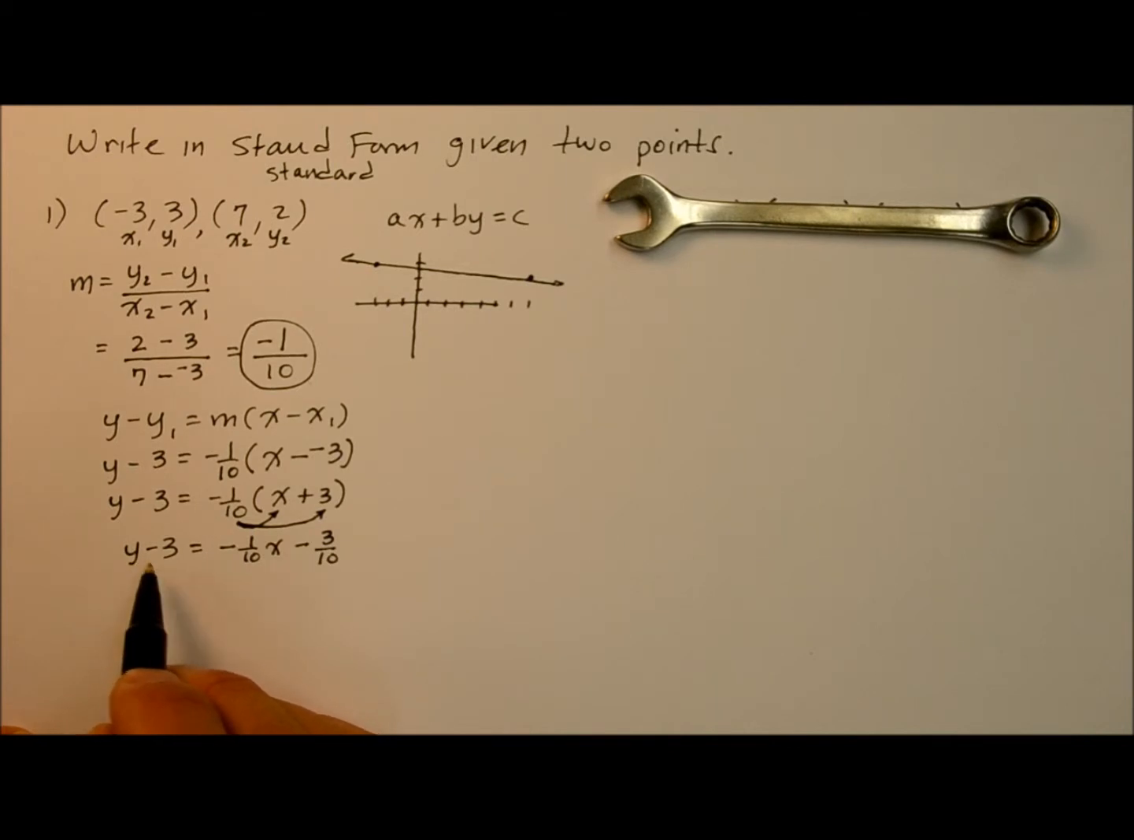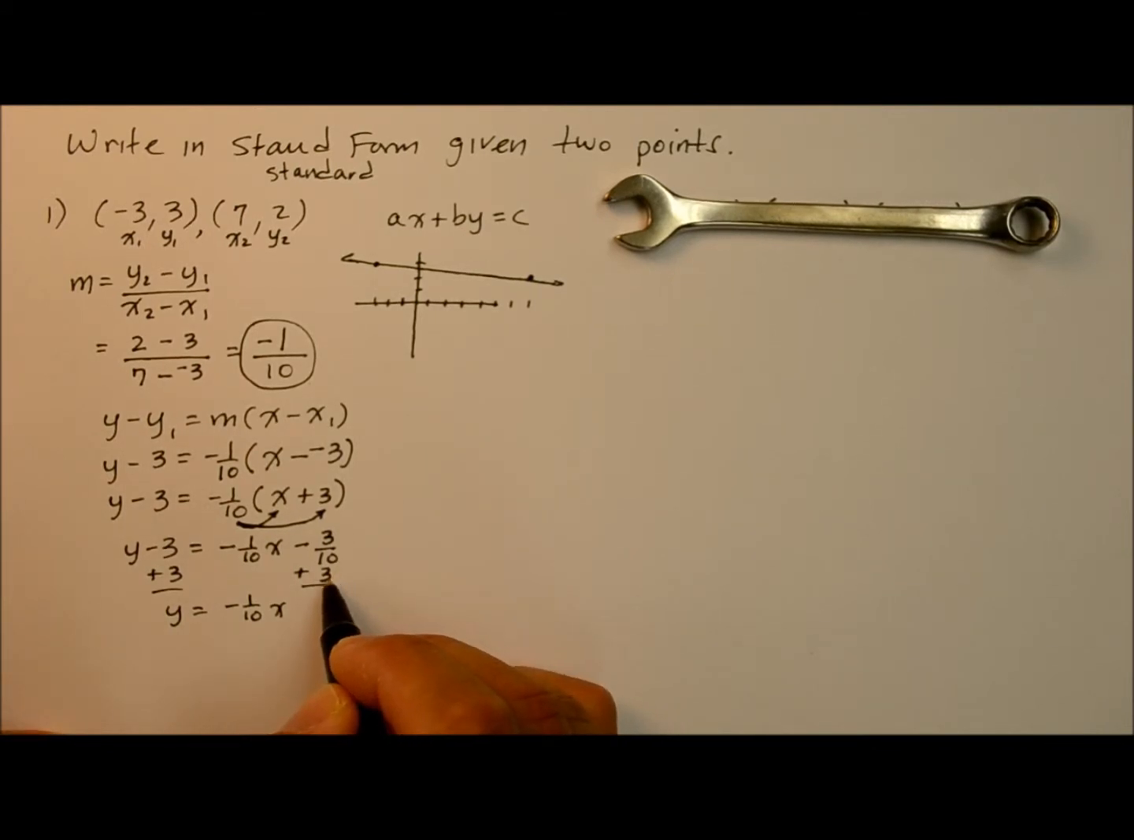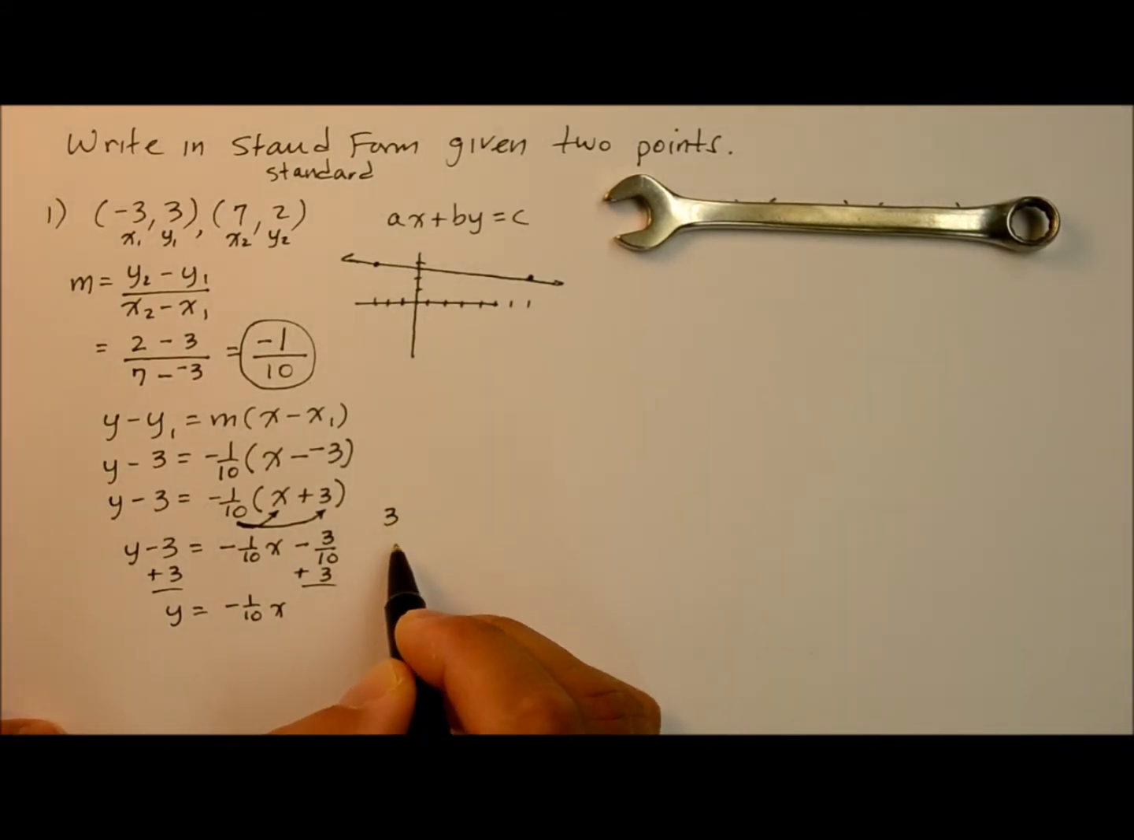Now, I'm going to solve for y to make it into slope-intercept form first. So add 3 to both sides of the equation. So we get y is equal to negative 1 over 10x. And here's a tricky part. Let's flip this around. Let's put that bigger number on top: 3 minus 3 over 10.